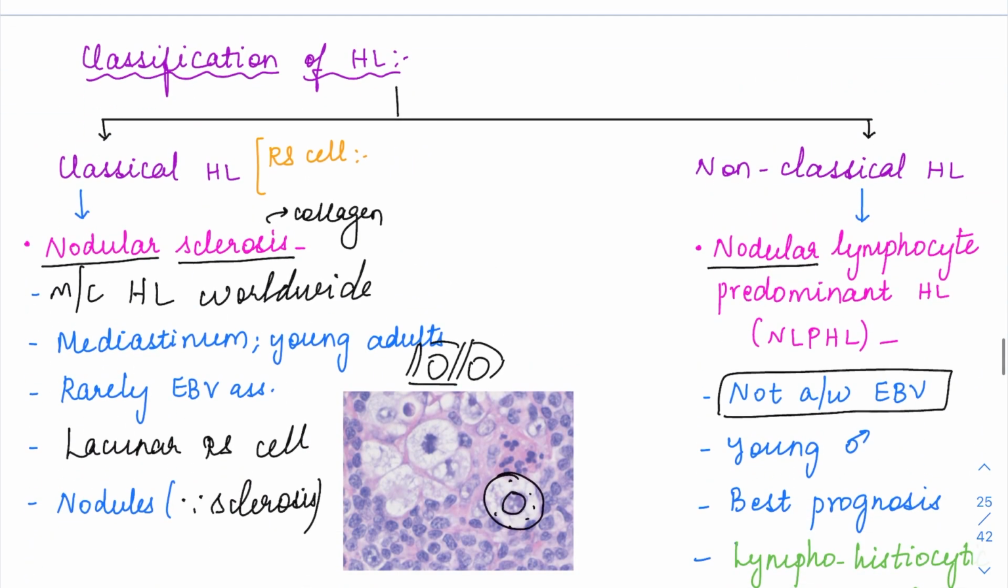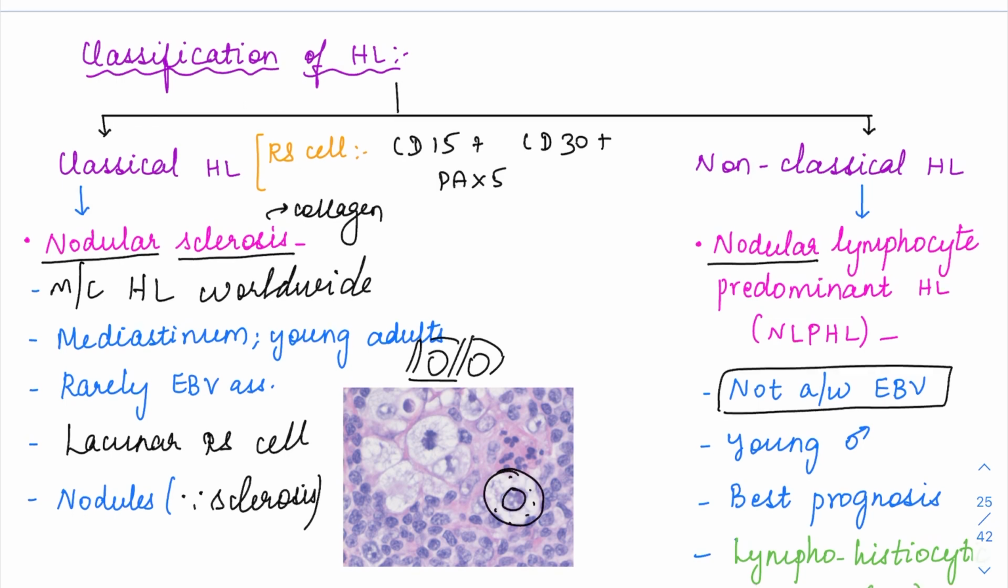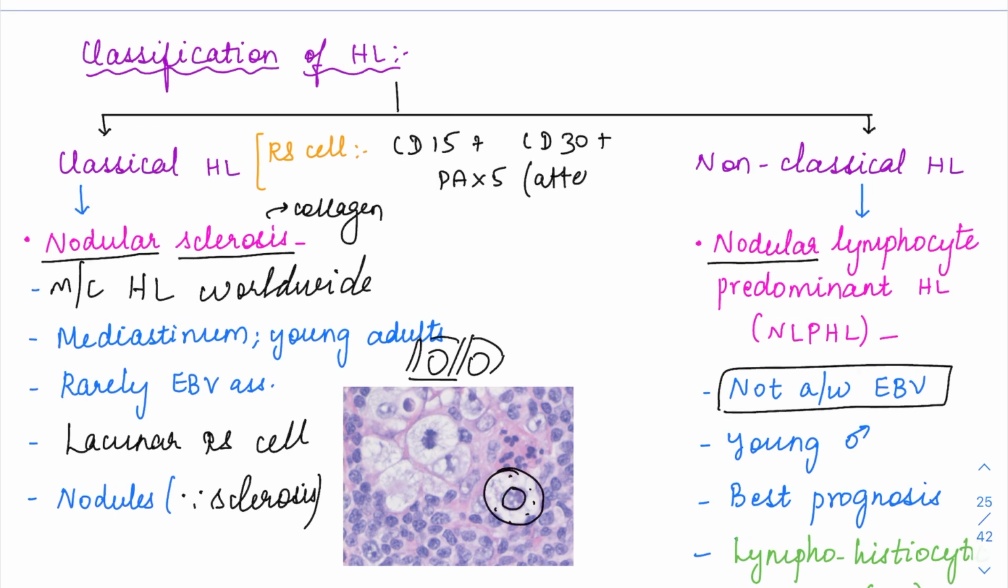Then we'll come to the immunophenotype. I mentioned that the immunophenotype of the classical and the non-classical Hodgkin's lymphoma is different, right? So in classical Hodgkin's lymphoma, the RS cell is going to be positive for CD15, CD30, then PAX5. PAX5 is a B cell marker, right? So PAX5 is going to have an attenuated Golgi positivity in this.